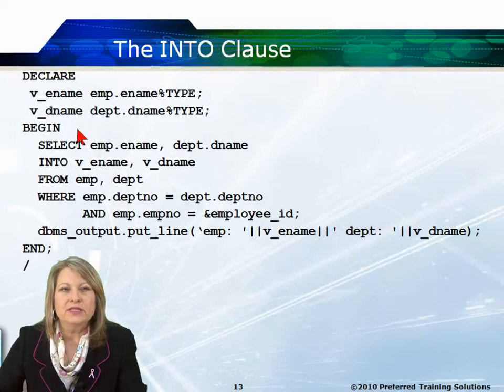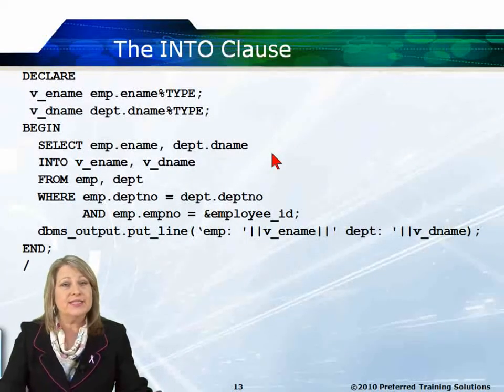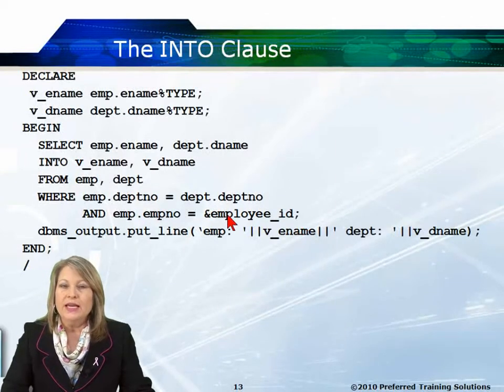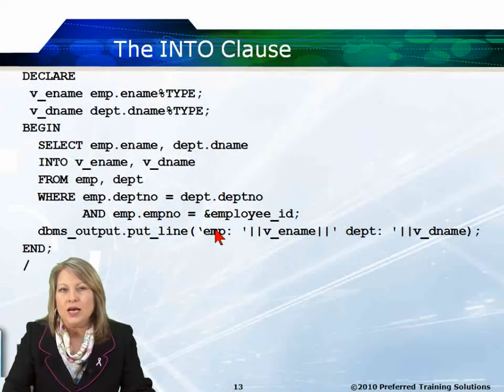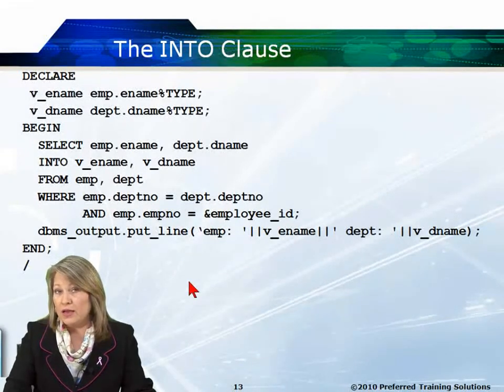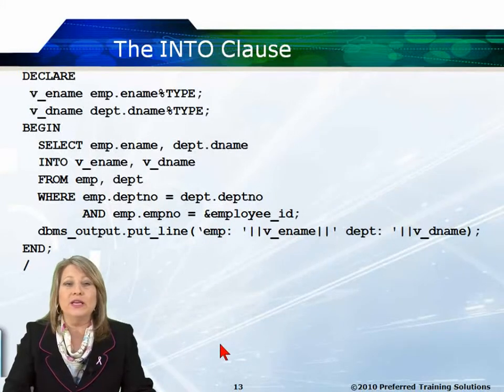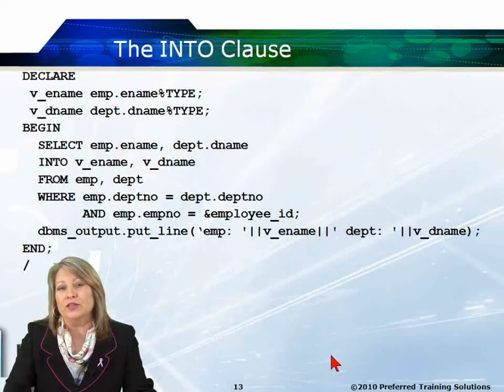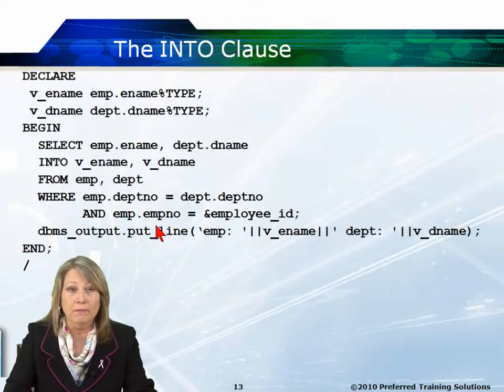Here's BEGIN. This is going to signal the beginning of the block. And the first executable statement that we have here is a SELECT statement. You will notice in the WHERE clause, it's looking for a particular employee number, and it's doing that using the ampersand. That's something that SQL*Plus will prompt you for. So when you execute this PL/SQL block, SQL*Plus is going to prompt you for a value for employee ID. And you can enter any valid employee number and have this block execute for that particular employee number.